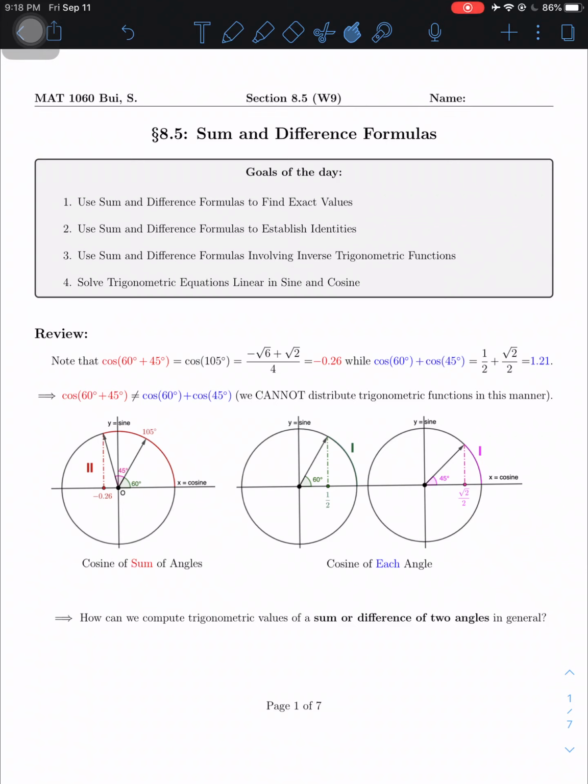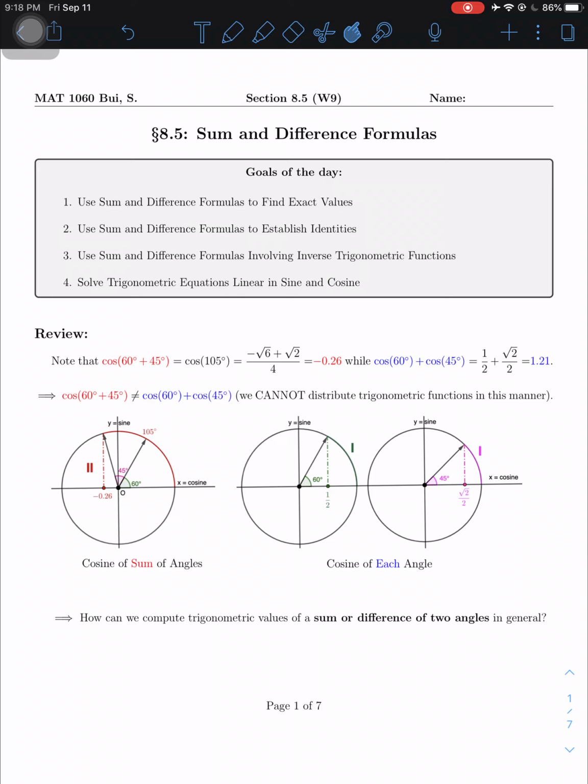Hey guys, last time in 8.4 we talked about how to establish identities, and I gave you some tips with the five algebra skills, and also a list of the identities that we learned from chapter 7. So make sure you have them out in front of you in case of homework and assessments. For 8.5 today, we're going to learn more identities, and we're also going to use them to establish new identities.